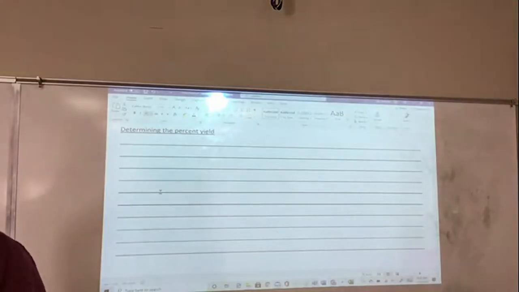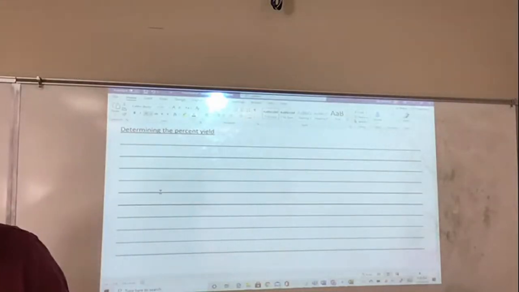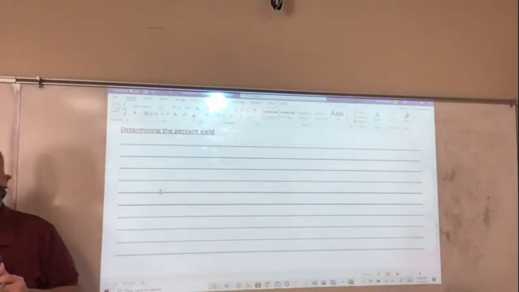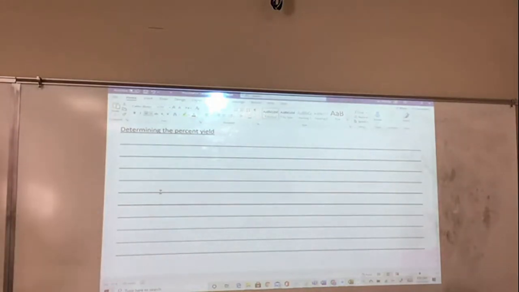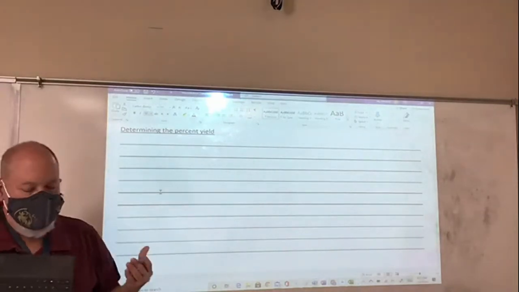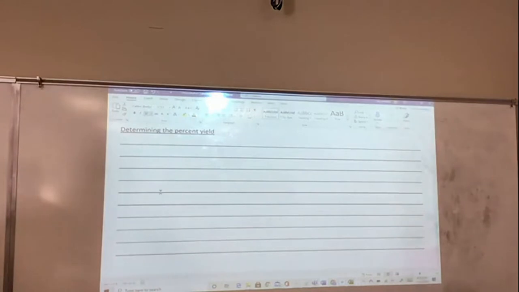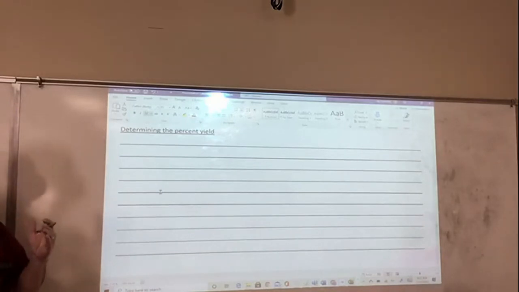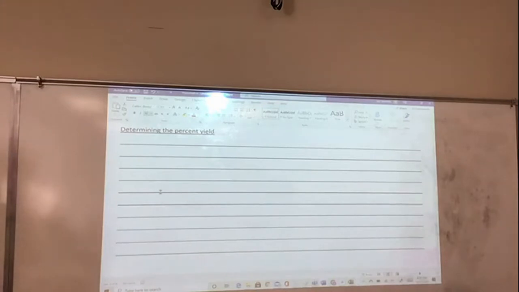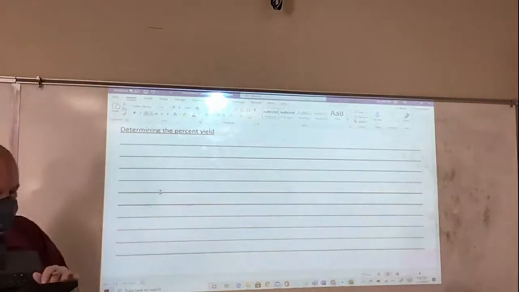We need to finish and then we're going to create a conclusion. And hopefully this whole write-up will be the model for you to be able to use throughout the rest of the year, so you can start doing these things on your own rather than spending several lab periods creating it every time. Okay, so the last thing that we needed to do was determine a percent yield.